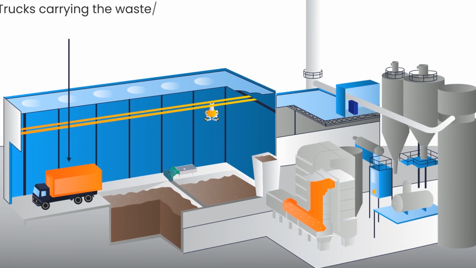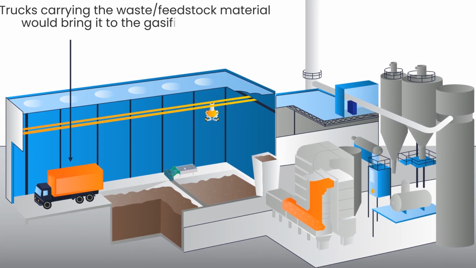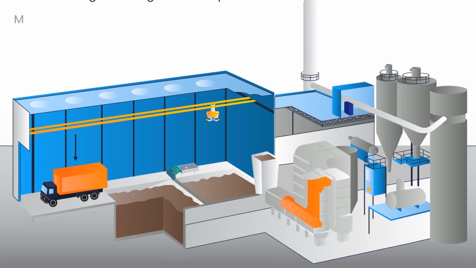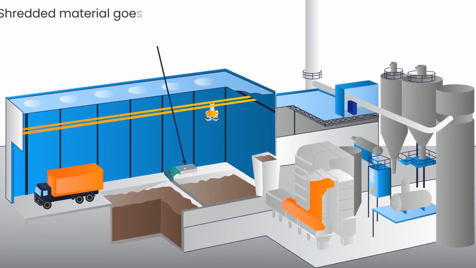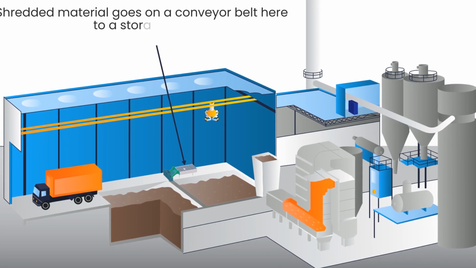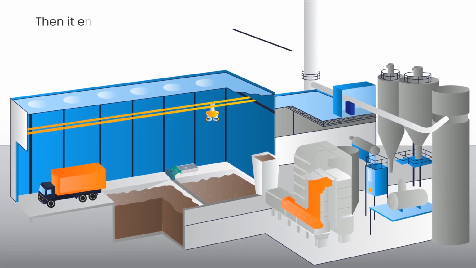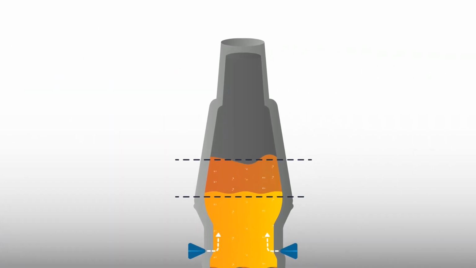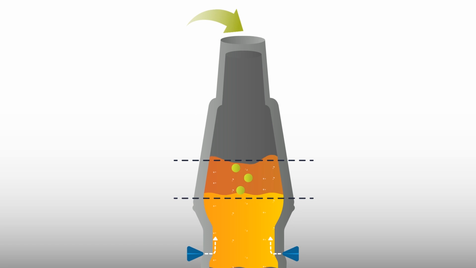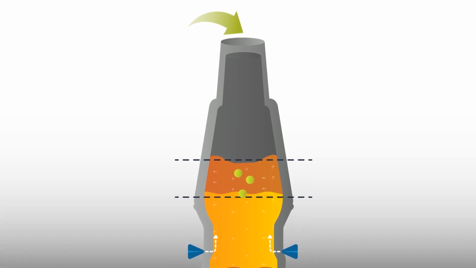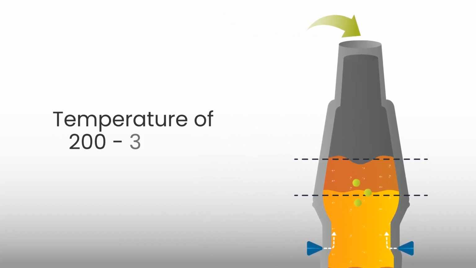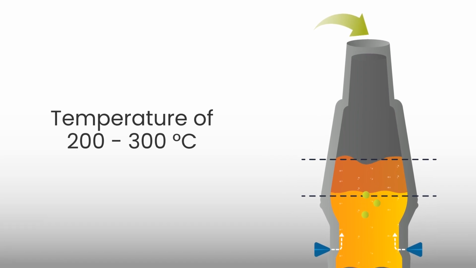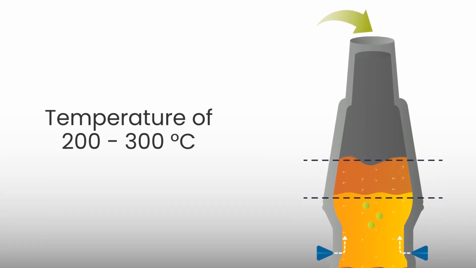Trucks carrying the waste or feedstock material would bring it into the gasification plant. The feedstock material is first shredded and then deposited onto a conveyor belt that brings the material to a storage silo. From the silo, the material would enter gasifiers. As feedstock enters the gasifier from the top, it first undergoes the process of torrefaction, which removes volatile compounds. This usually occurs at temperatures of 200 to 300 degrees Celsius.